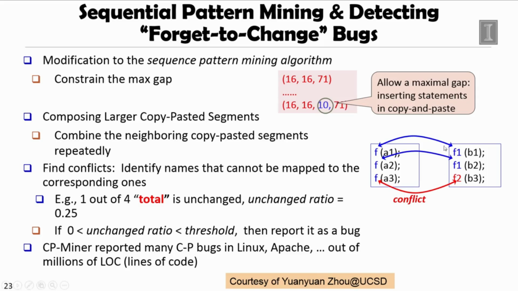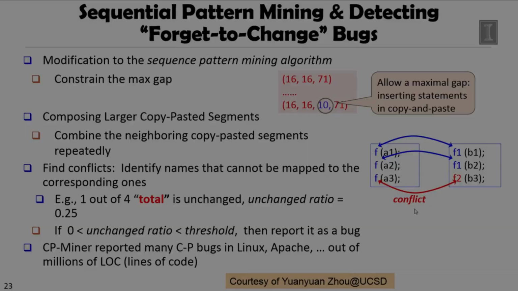And you can see this sequential pattern mining is very efficient. That means within a short time, you can browse through millions of lines of code, finding such copy and paste bugs. And based on their human identification, these are real bugs. So it's very interesting to see this pattern mining can help find software bugs.